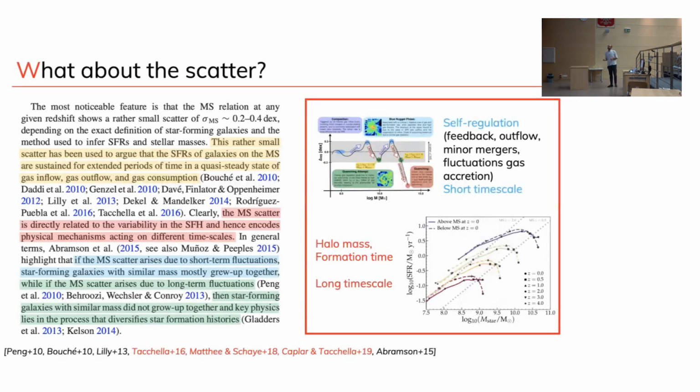Well, okay, this brings us to something a little bit deeper, and might actually question a little bit the meaning of the main sequence that I explained so far. The main sequence scatter here, I'm quoting from this paper from Kepler and Takela, is directly related to the variability of the star formation history, and hence encodes physical mechanisms acting at different times. So what is this telling us? It's just telling us that the scatter is interesting. It tells us how diverse the paths are to form galaxies on the main sequence.